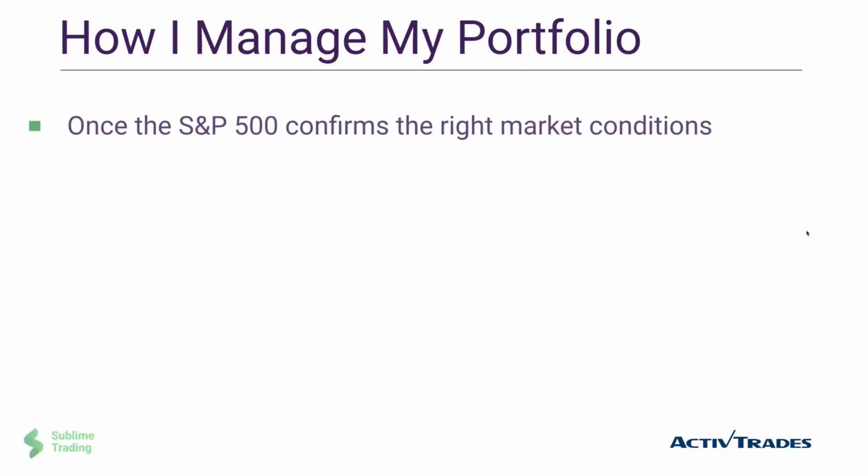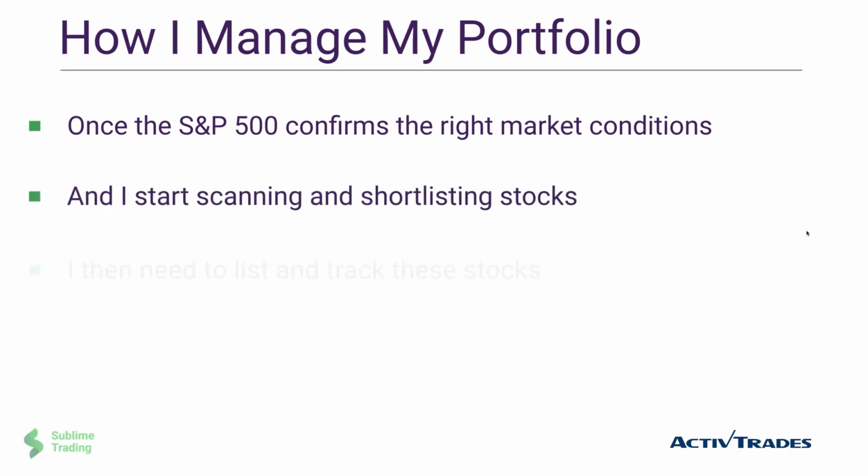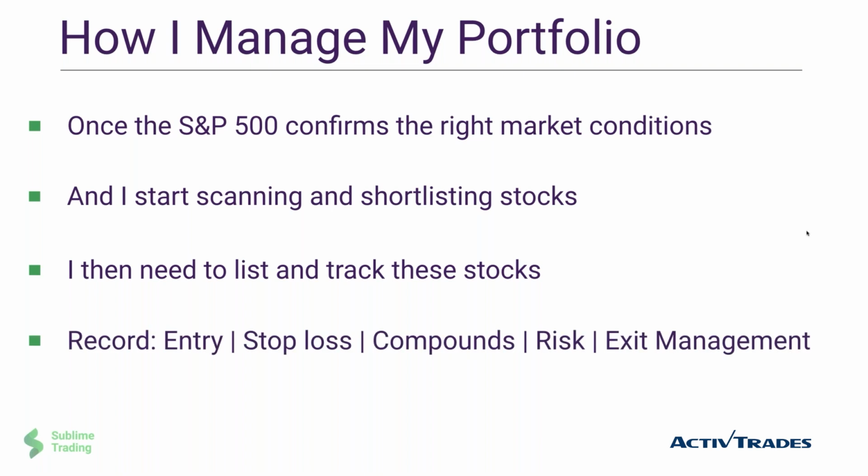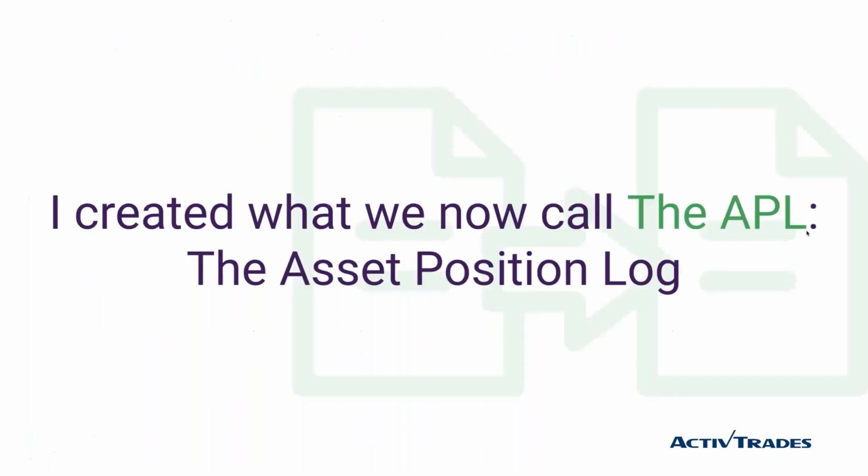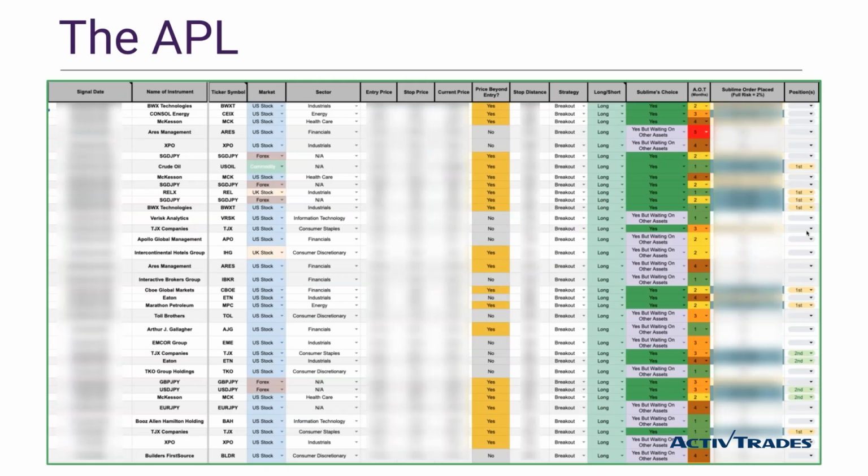So how I manage my portfolio: once the S&P 500 confirms the right market conditions and I start scanning and shortlisting stocks, I then need to list and track these stocks. I need to record the entry points, the stop losses, the compound levels, the risk management, the exit management. So I created what I now call the APL. It wasn't called the APL when I created this 10 years ago. It was just a way of me managing my positions. But because I share this now with my community members, I call it the asset position log. And this is what it looks like, guys.